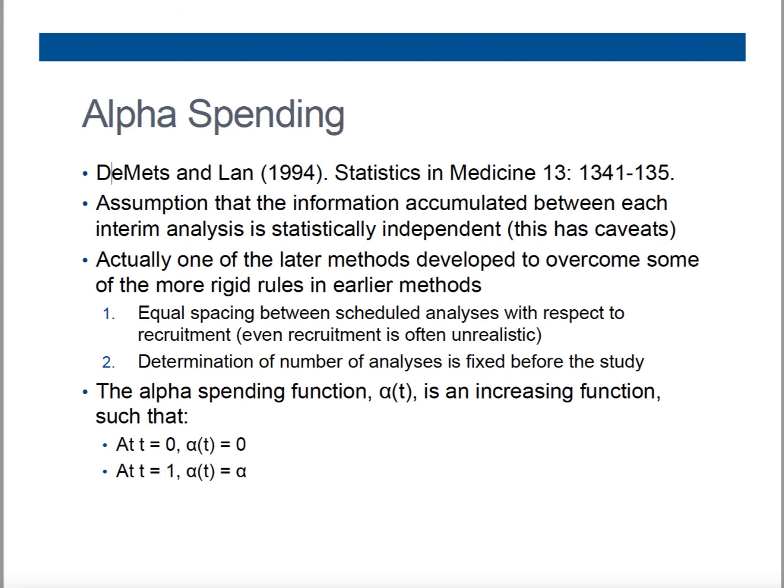Alpha spending rules were first proposed by Lan and DeMets in 1994 in Statistics in Medicine. The assumption is that the information accumulated between each interim analysis is statistically independent. That does, however, have caveats and has since been amended. So Lan-DeMets published in 94, and a later publication updated the need for statistical independence.